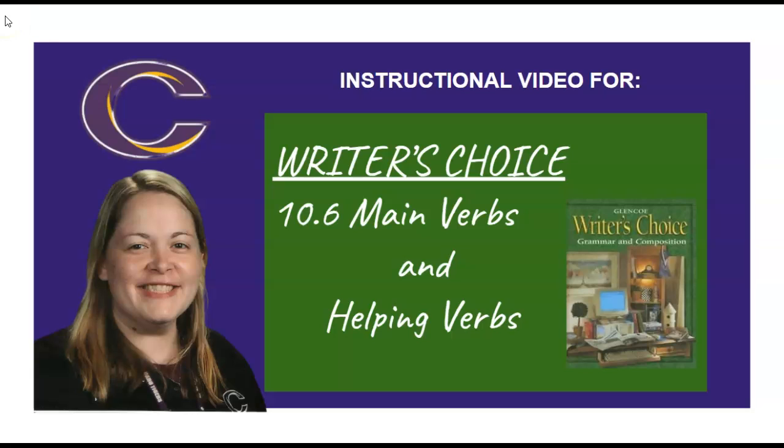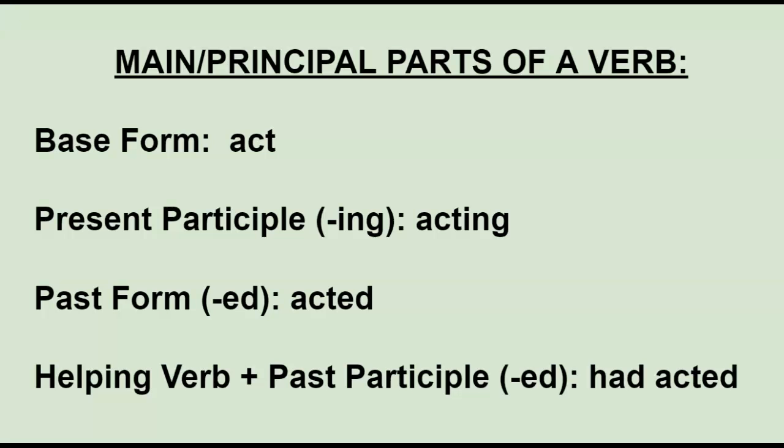This is an instructional video for Writer's Choice Grammar 10.6, Main Verbs and Helping Verbs. Main or principal parts of a verb have four parts. There's the base form. We're going to use the word act. There's no ending to the word act.